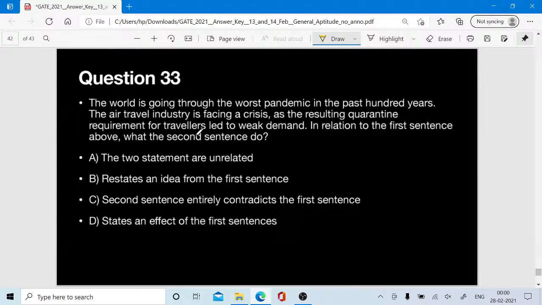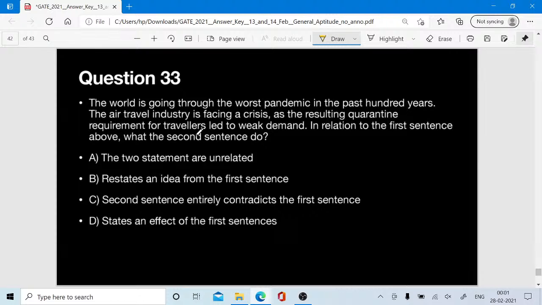The world is going through the worst pandemic in the past 100 years. The air travel industry is facing a crisis as the resulting quarantine requirement for travelers led to weak demand. In relation to the first sentence above, what does the second sentence do?